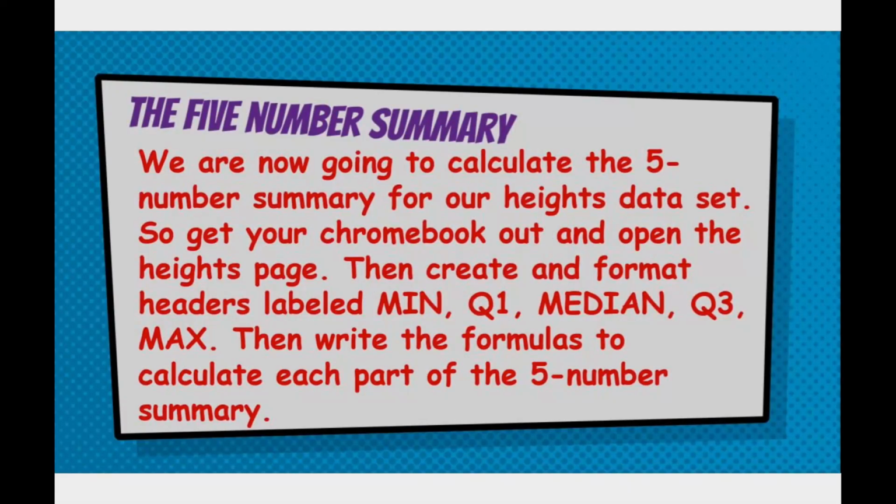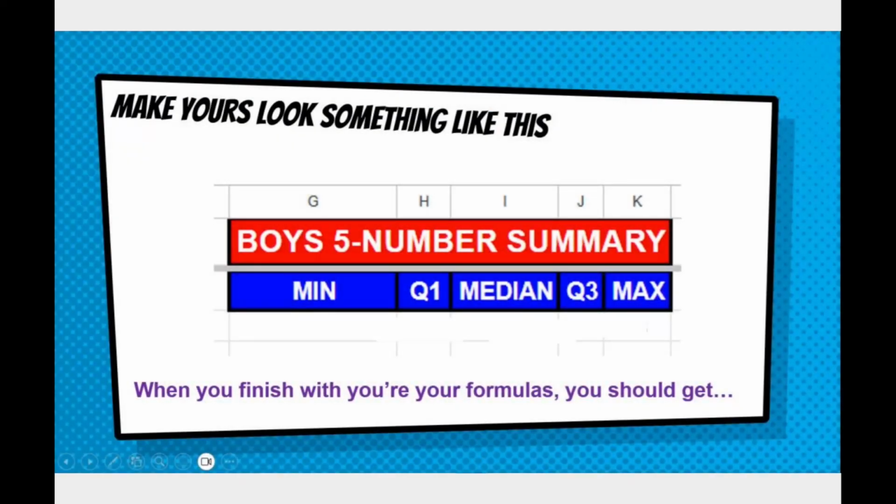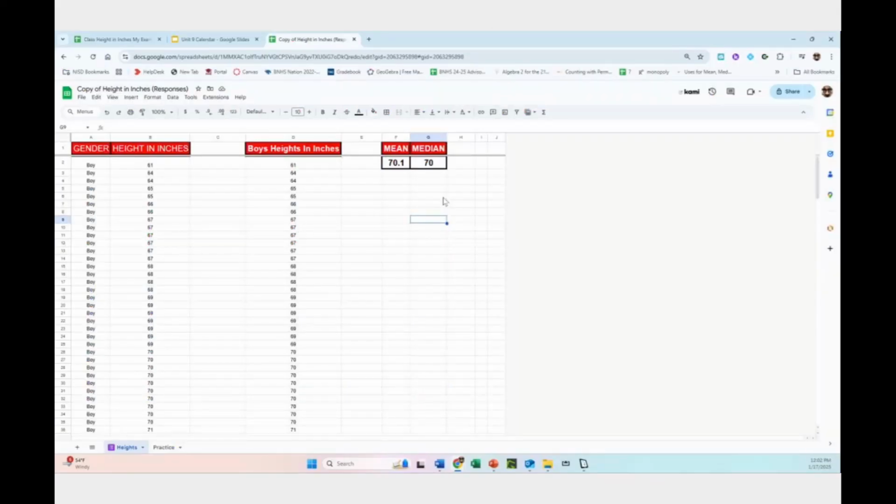Now we're going to calculate the 5-number summary of our heights data set. So on your Chromebook, we're going to go to the heights sheet that we did yesterday and create and format headers labeled min, Q1, median, Q3, max, and then write formulas and calculate each part of the 5-number summary. So it's going to look something like this. At the top, probably next to where we did the mean and median, we're going to do the mean and median again.